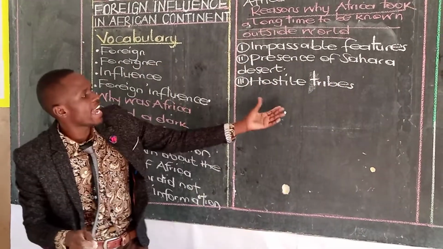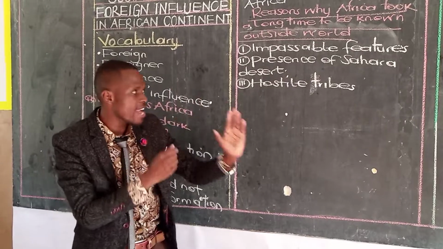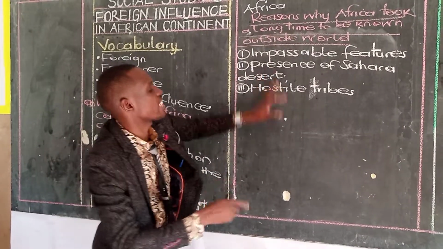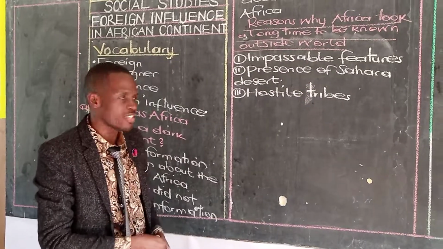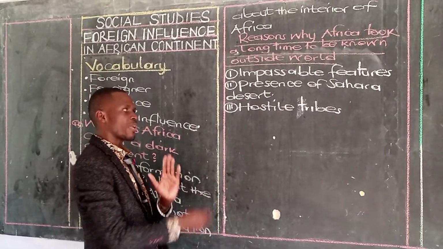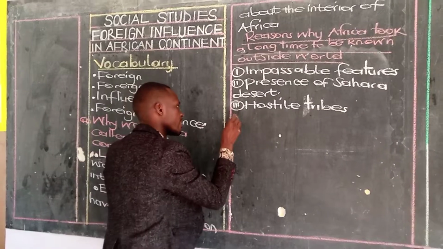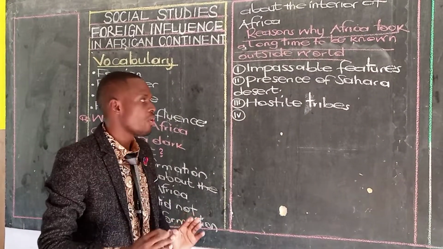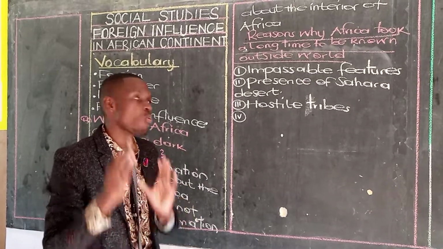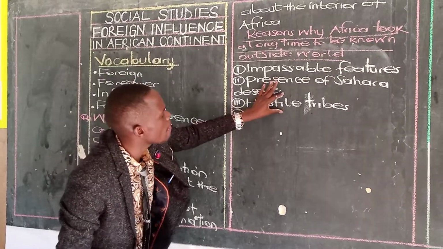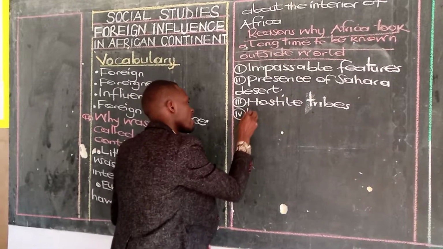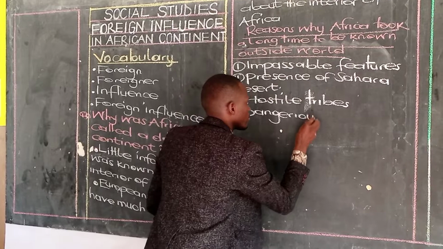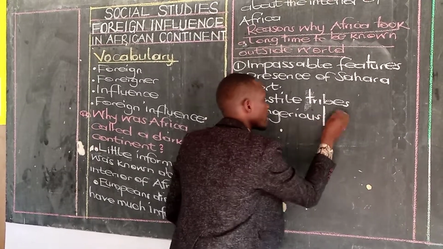The interior of Africa had many hostile tribes like the Nandi, the Maasai, and the Wazimbe, who scared away other travelers in Africa. And then the other point we can talk about is the presence of dangerous and fierce wild animals. So still, the interior of Africa had dangerous, or we can say fierce.